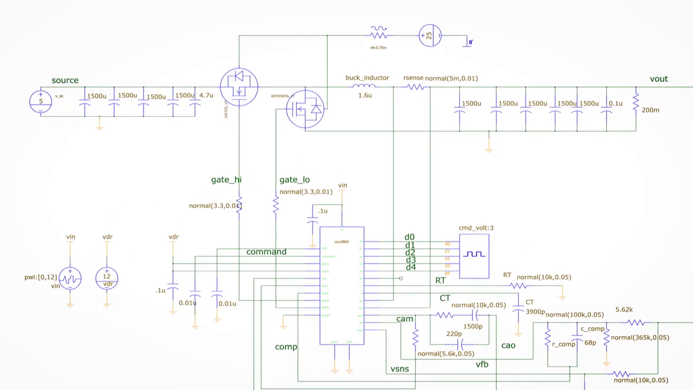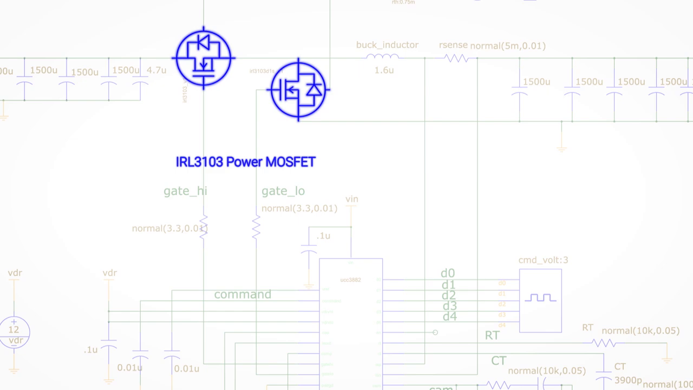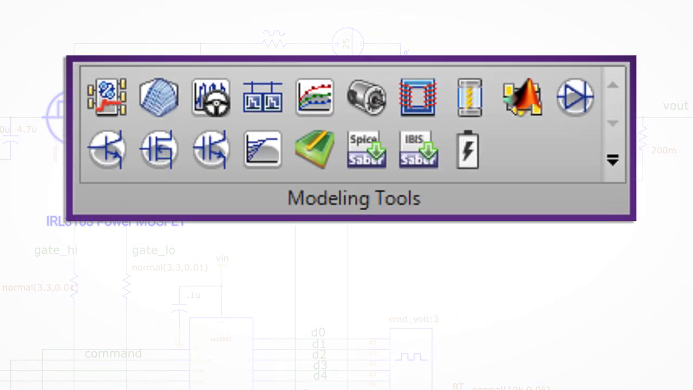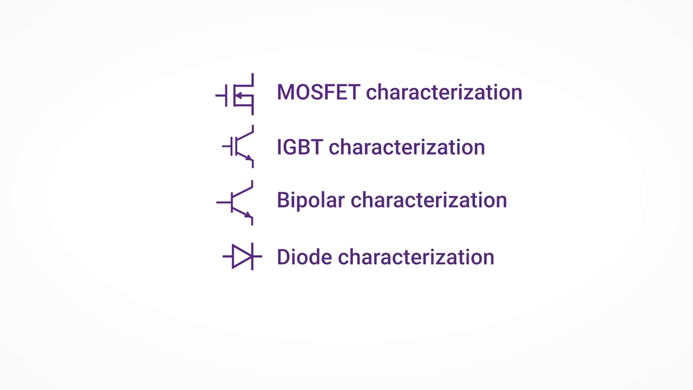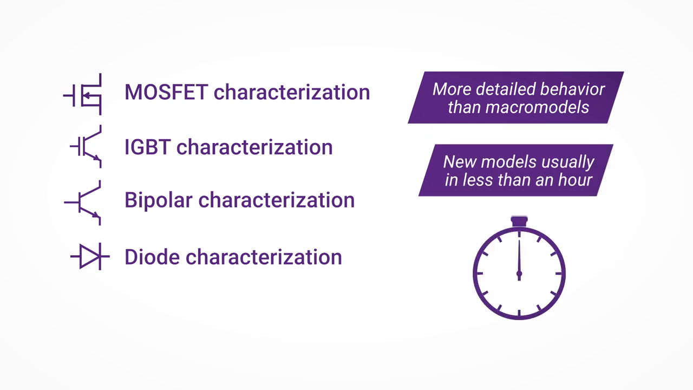Simulation requires accurate models for every circuit element, but some key components require more detailed models. For these cases, Saber provides a rich set of model characterization tools. An important subset of these tools is devoted to power semiconductor models. These tools generate models with more detailed behavior than manufacturer-supplied macro models. Using its straightforward process, you create precise models in less than an hour.